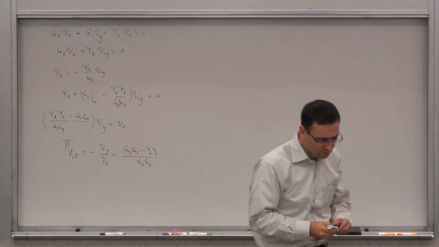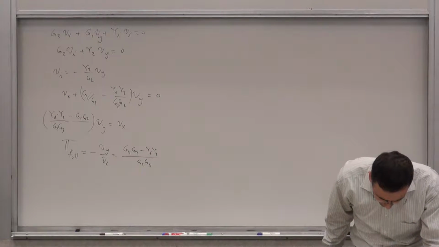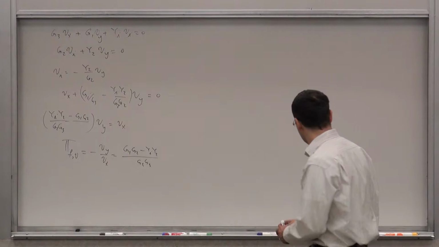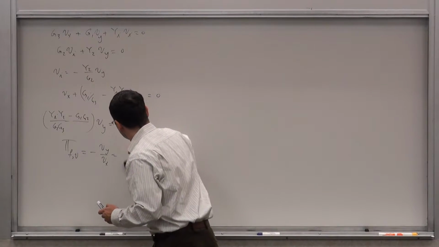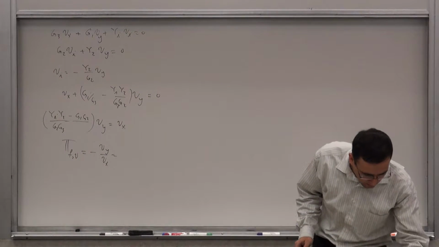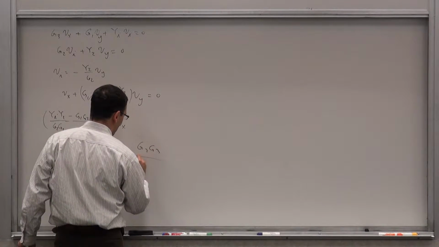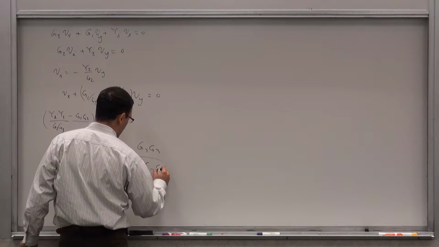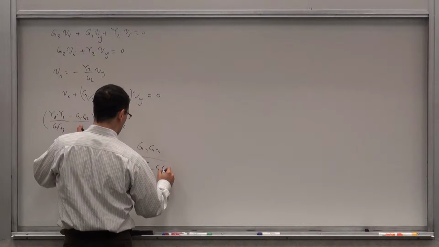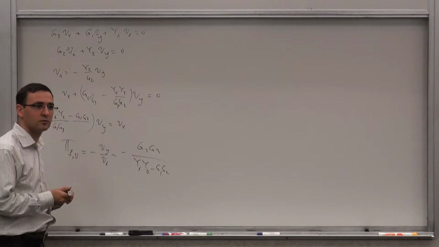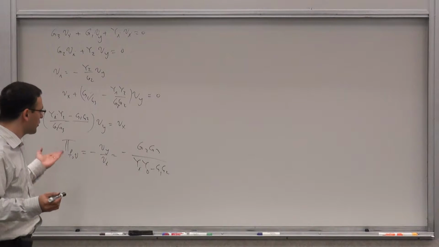Let's double check. One over that. Oh, yeah, that's right. So it's going to be minus G2 G3 over Y1 Y2 minus G1 G2. Right? So that's how you do it.